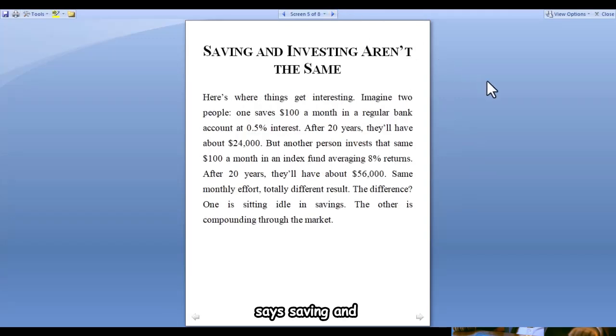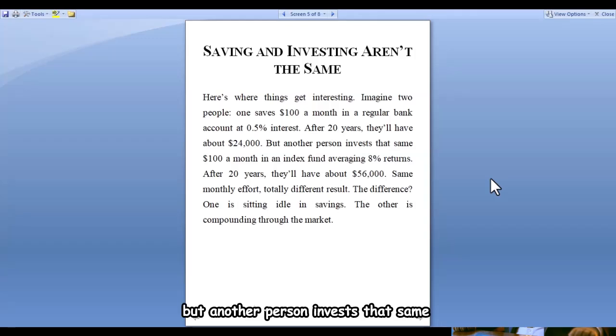The next page here says saving and investing aren't the same. Here is where things get interesting. Imagine two people, one saves $100 a month in a regular bank account at 0.5% interest. After 20 years, that will have about $24,000.